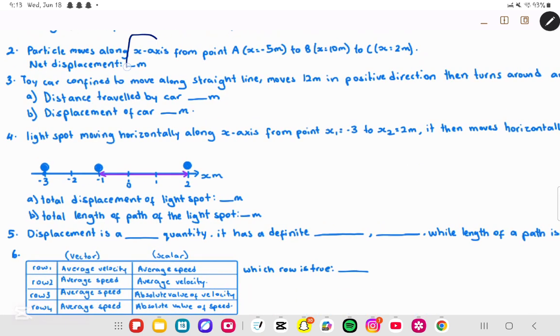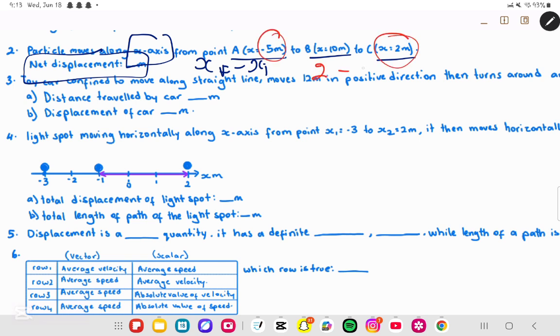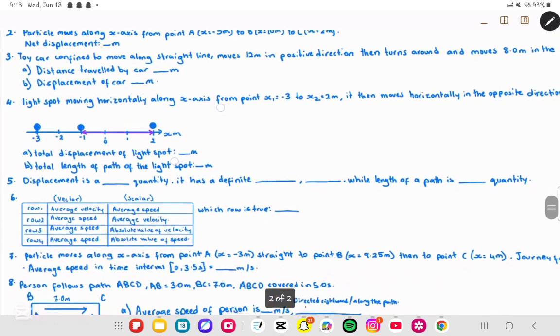A particle moves along the x-axis from point A, minus 5 meters, to B, 10 meters, to C, 2 meters. They want to find the net displacement. Very simply, as we said, to find the net displacement, it's x final minus x initial. So x final in this case is 2 meters, minus x initial, which is minus 5. So 2 minus minus 5 is going to be 7 meters. We'll move on to question number 3.